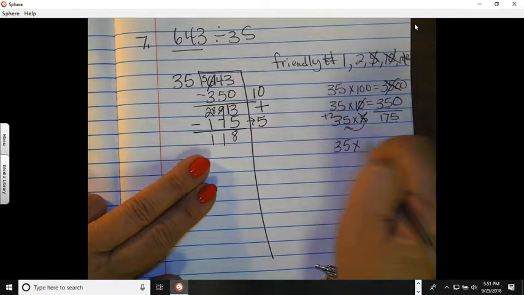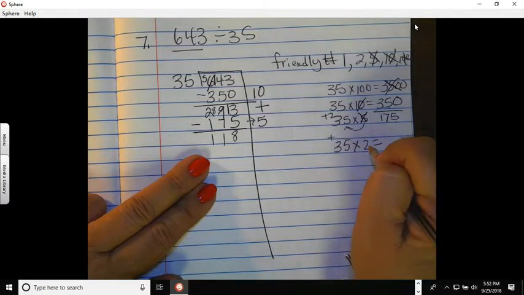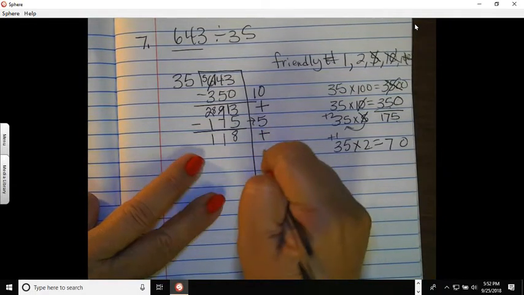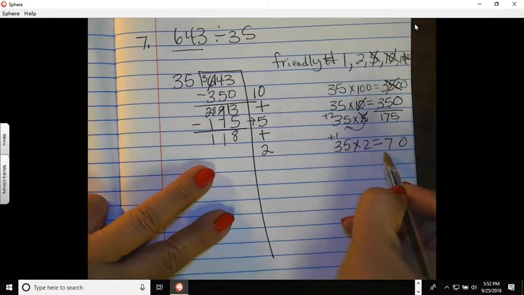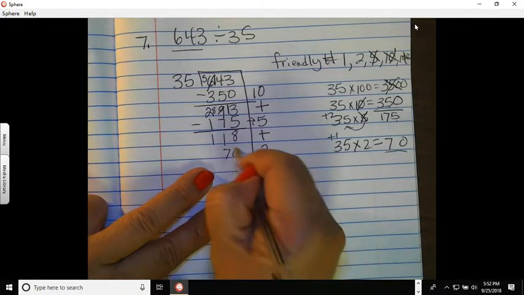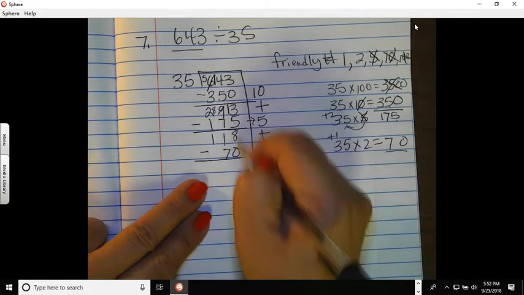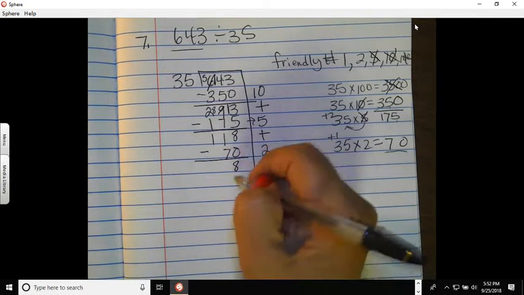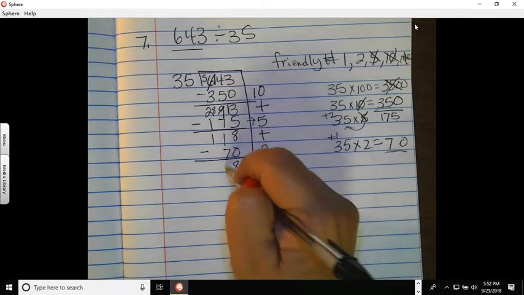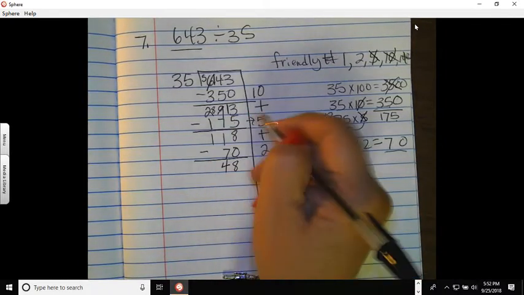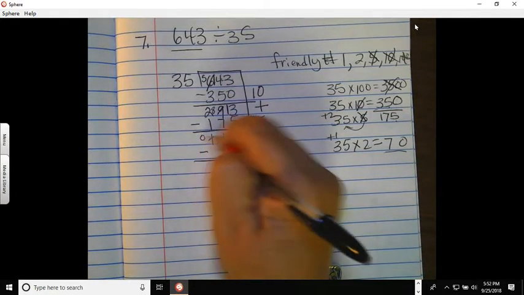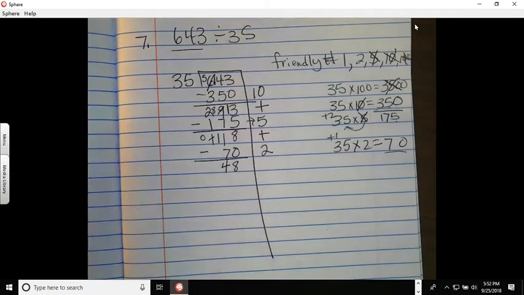35 times 2, I'm doubling it. 5 times 2 is 10. I carry my 1. 3 times 2 is 6 plus 1 is 7. So I can put my plus sign here, my 2 here. My 70 is going to go right where I had my 2. I can subtract that out. 8 minus 0 is 8. So 11 minus 7 is 4. If you wanted to regroup it, because you see how I just did that, again, if I regroup it, I still have 11 minus 7 is 4.